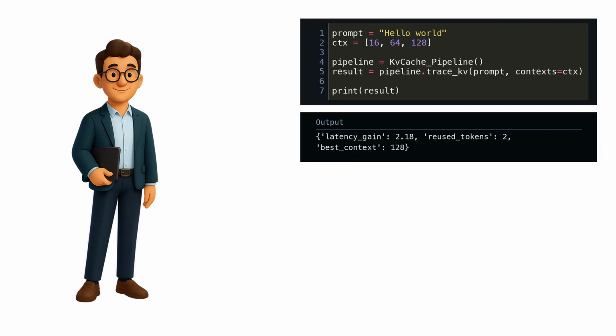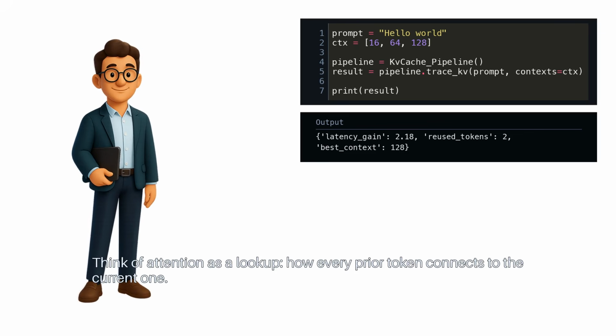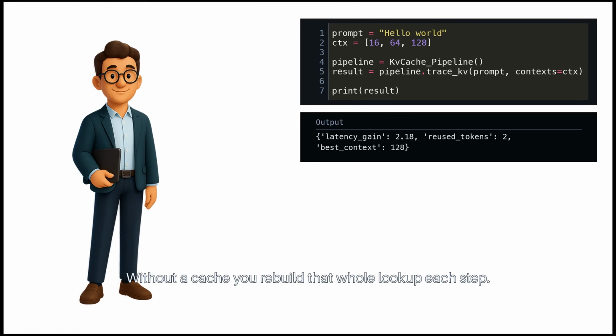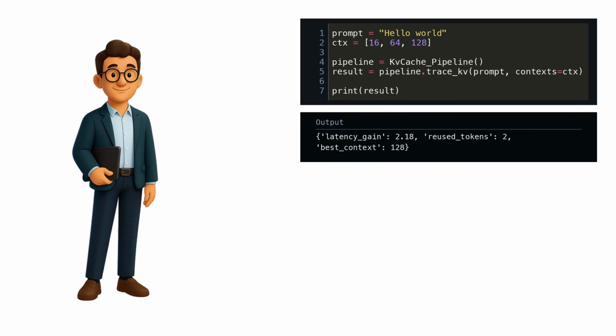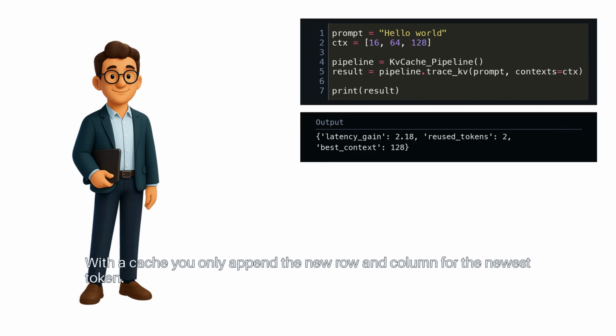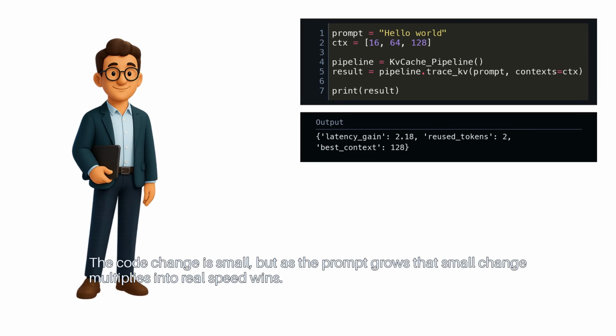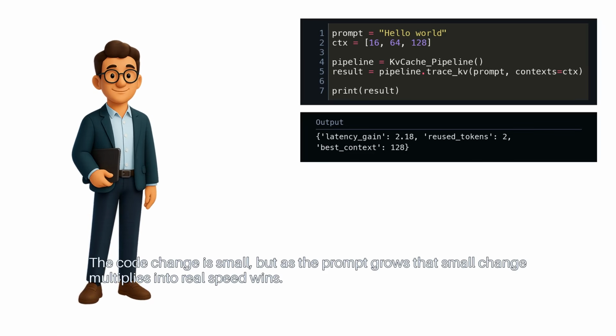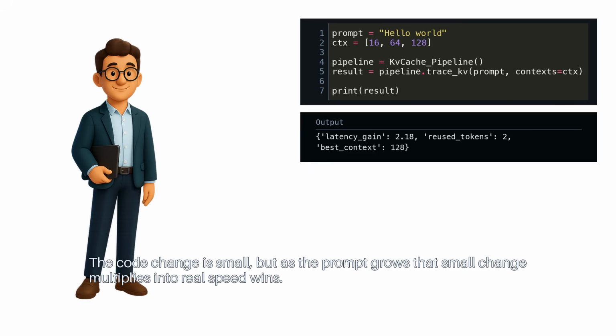on the new token. Think of attention as a lookup, how every prior token connects to the current one. Without a cache, you rebuild that whole lookup each step. With a cache, you only append the new row and column for the newest token. The code change is small, but as the prompt grows, that small change multiplies into real speed wins.